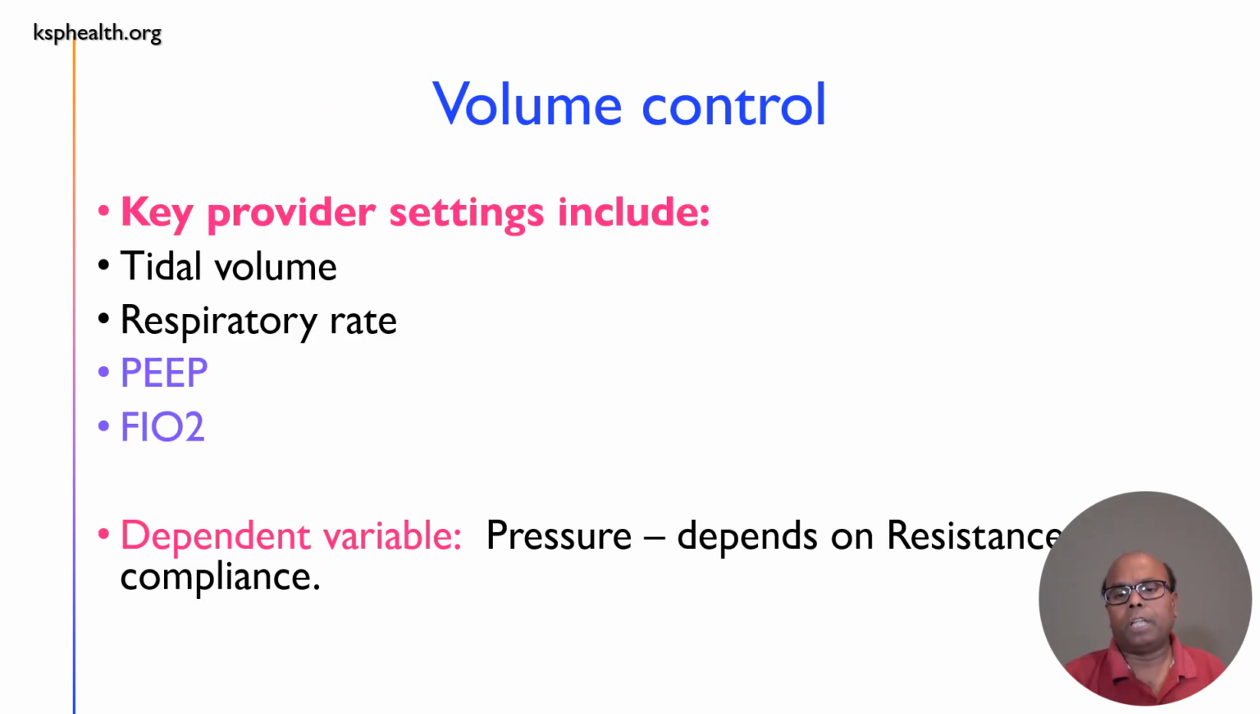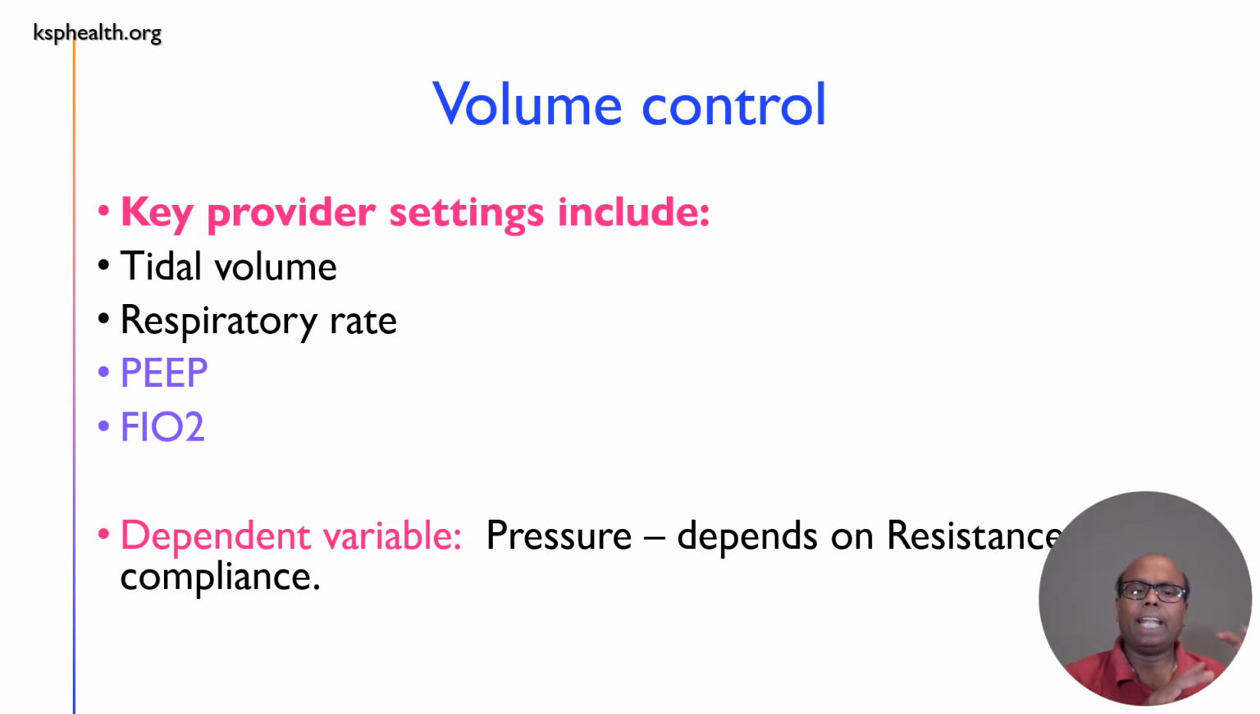So let's talk about different modes. The most common being the volume control. It can be volume assist too. The clinician sets the following parameters. We already discussed PEEP and FiO2. Another important parameter you set in volume control is the volume and the respiratory rate.